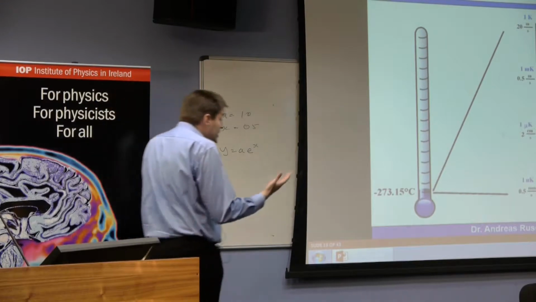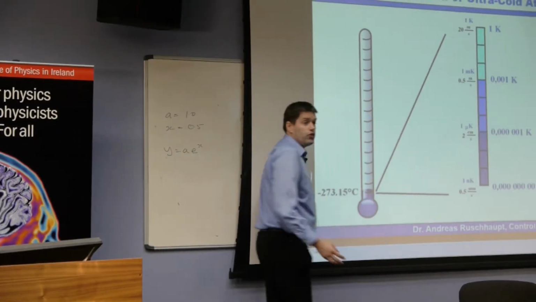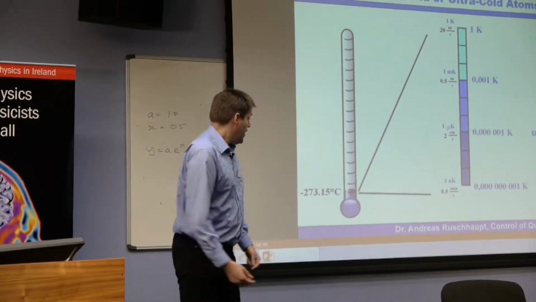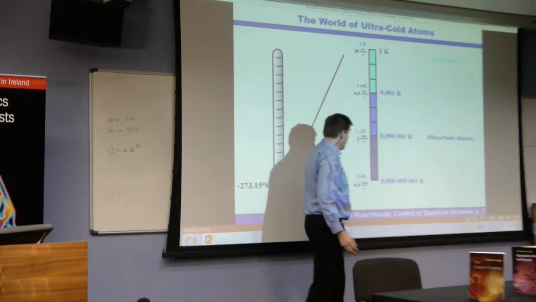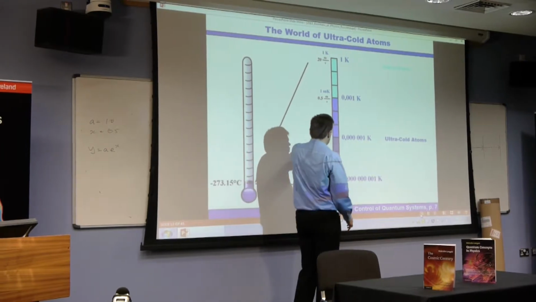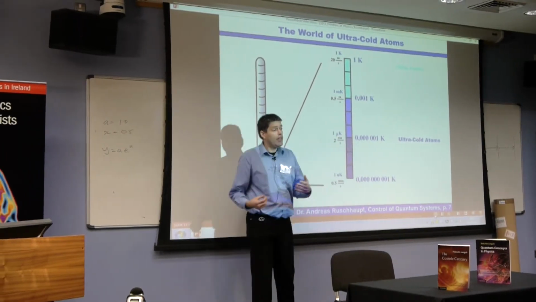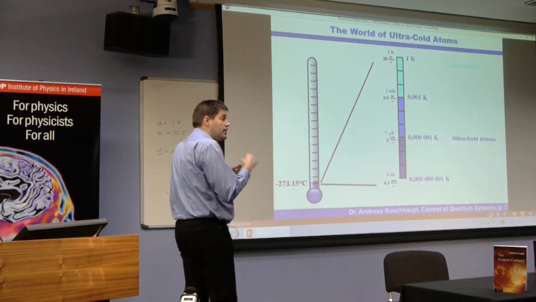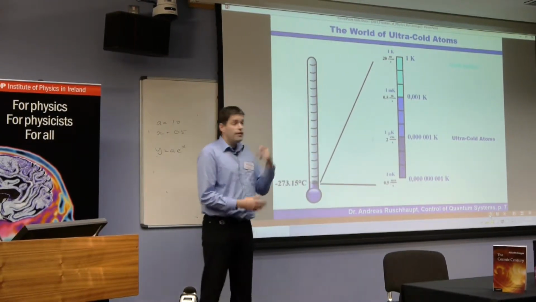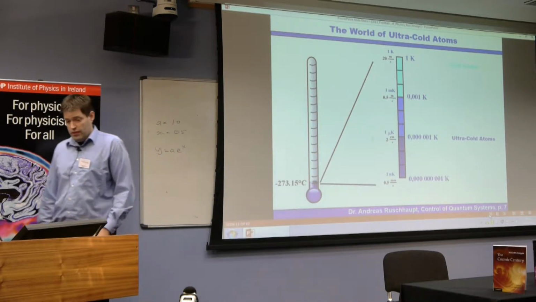So where are we now? We are very close to this absolute zero. And to see it, you have to zoom in here. This is a logarithmic scale. We are working roughly, we want to go to this limit of 1 microkelvin, where the particles are moving only with approximately 2 centimeters per second on average. This is the regime of ultracold atoms.